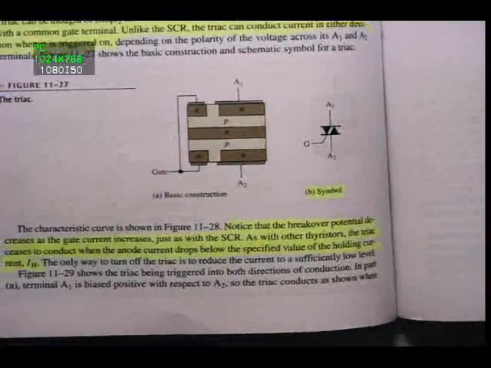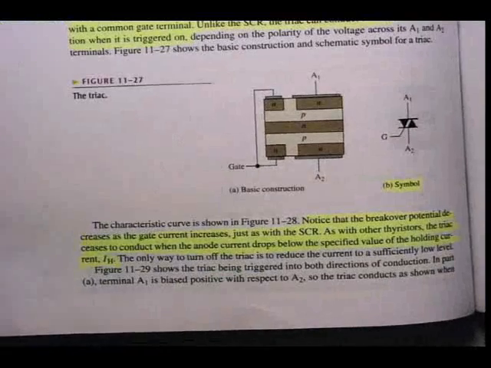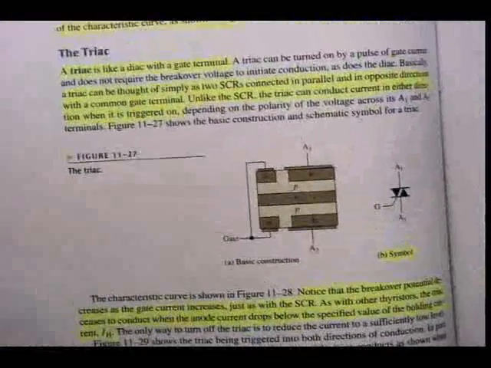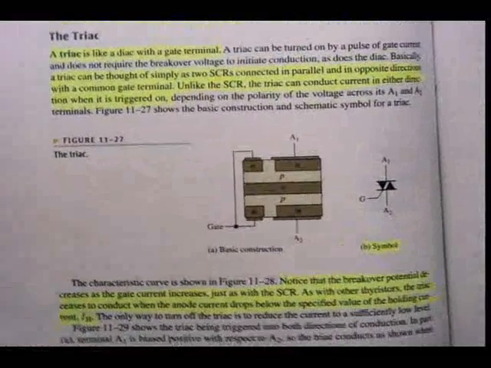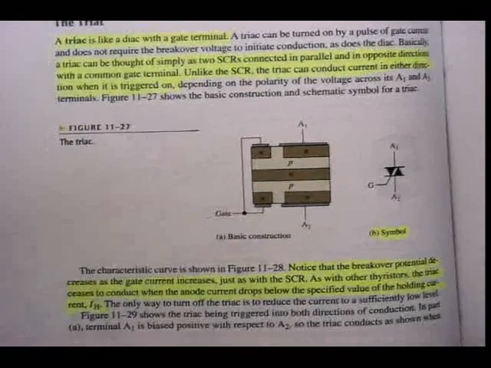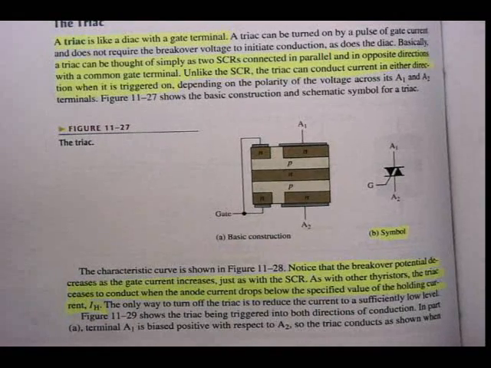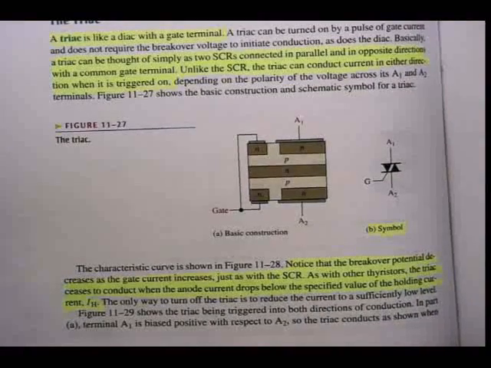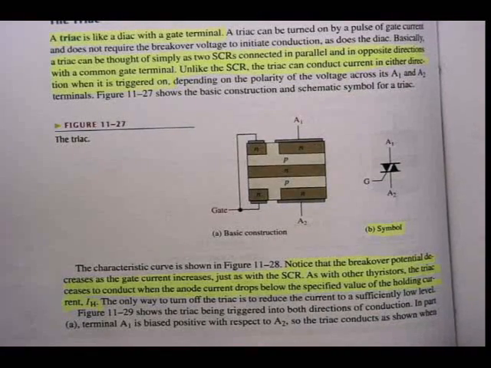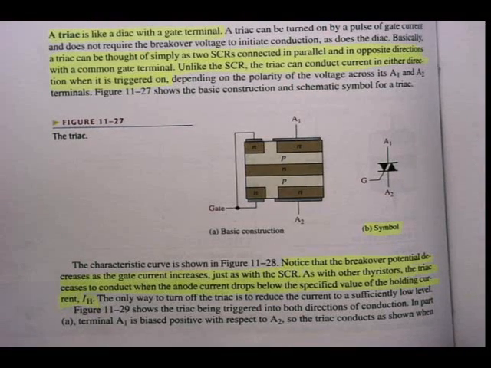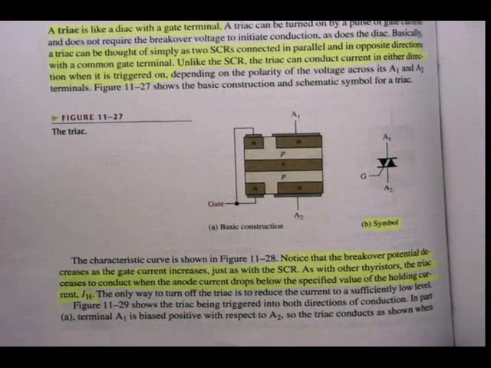Anyway, as you can see in the textbooks, just above figure 11-27, where it says, basically a triac can be thought of simply as two SCRs connected in parallel and in opposite directions with a common gate terminal. Unlike the SCR, the triac can conduct current in either direction when it is triggered on.